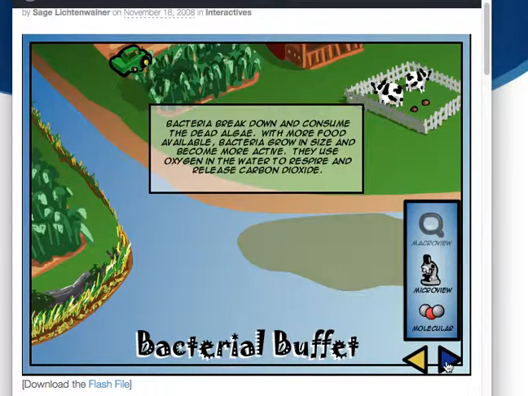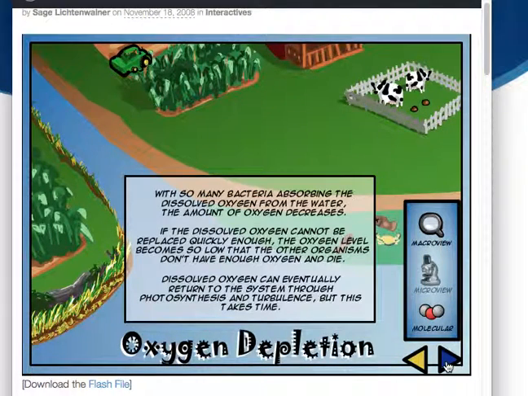Bacteria, remember, are doing cell respiration, and so they're going to be using a lot of the oxygen in the area and releasing carbon dioxide. And of course, that's going to cause a lot of fish to die, fish and other organisms that need oxygen as those dissolved oxygen levels plummet.